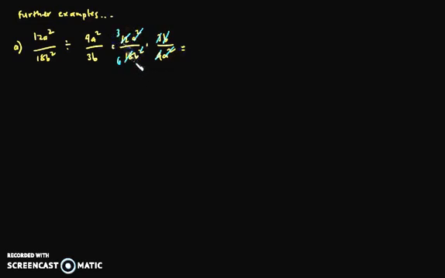So the final answer would be 3 over 6b. That is 6b, but I can still cancel this one out, so this will become 2. So the final answer is 1 over 2b.